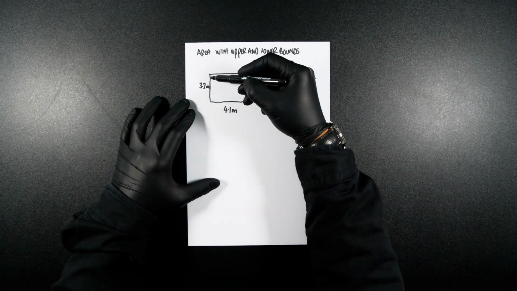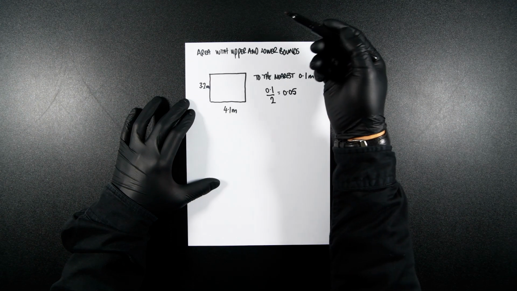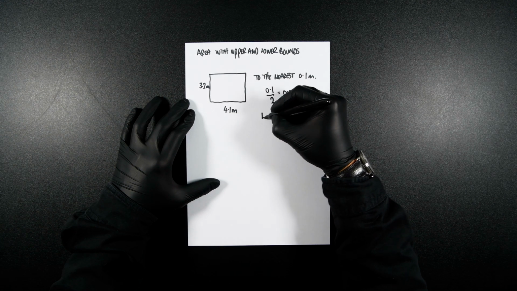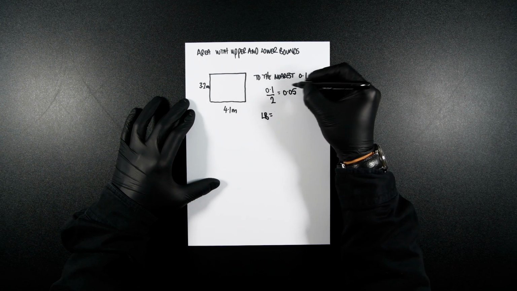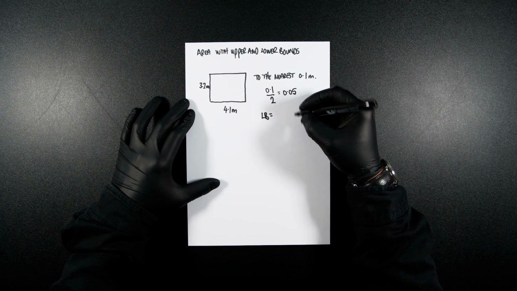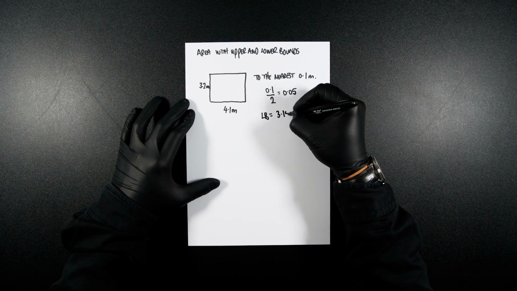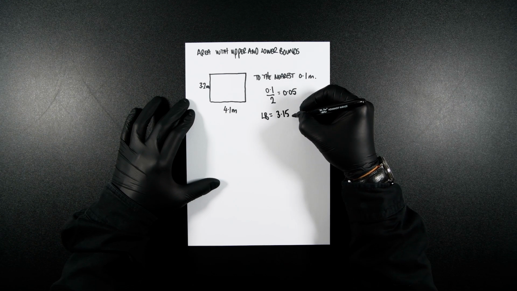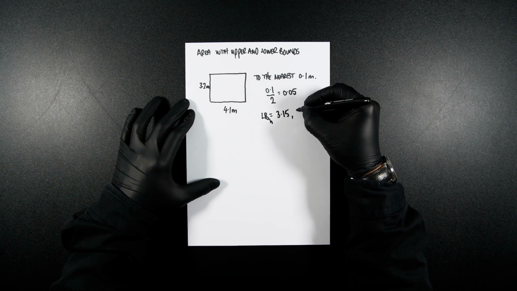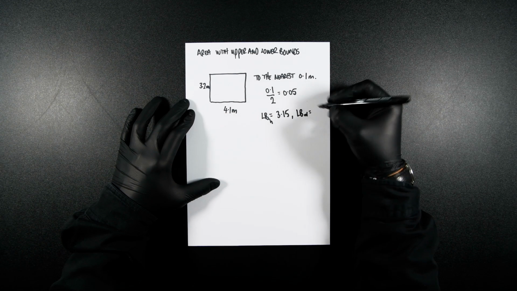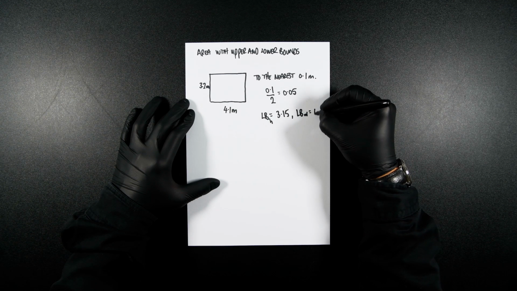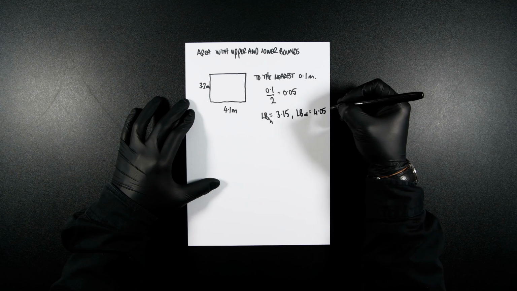So now, for the height of this rectangle, let's now find out what the lower bound is. So the lower bound would have this value subtracted from that. So that's going to become 3.15, and let's do the lower bound of the width. So 4.1 minus 0.05 is going to be 4.05.